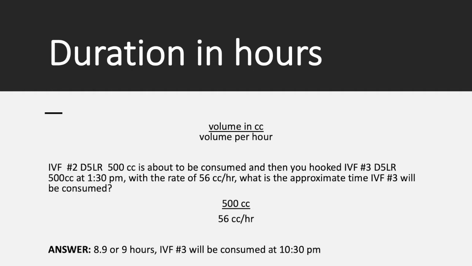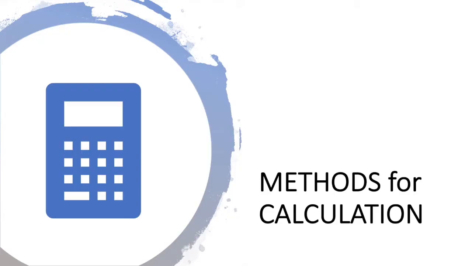So IVF number 3 will be consumed at 10:30. Why? Because you started it at 1:30. You count 1:30, 2:30, 3:30, 4:30, 5:30, 6:30, 7:30, 8:30, 9:30, 10:30. So 9 hours from 1:30 is 10:30. Now, let's review the methods for calculation in your dosage calculations.